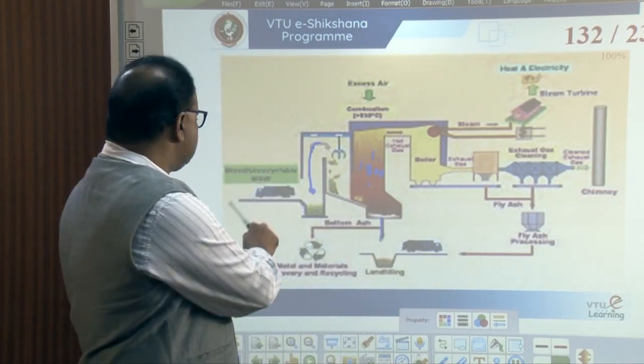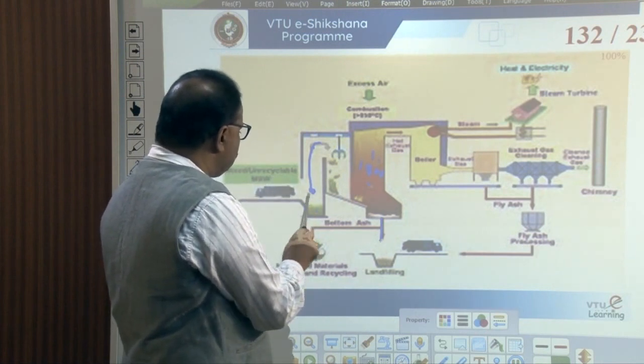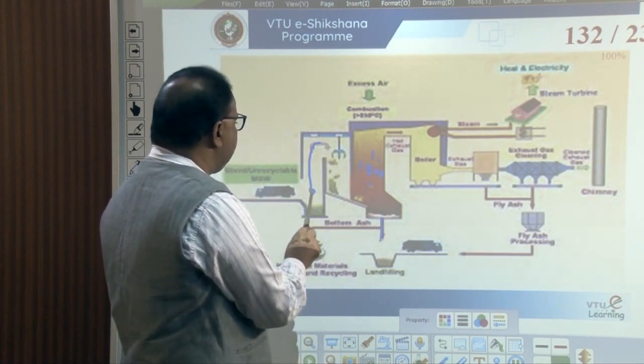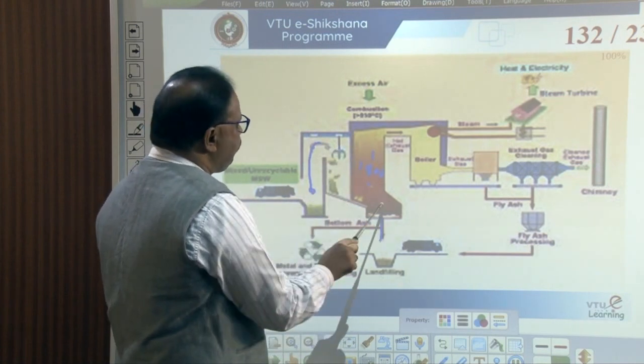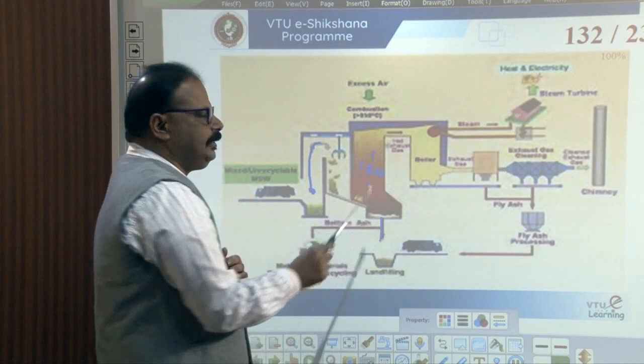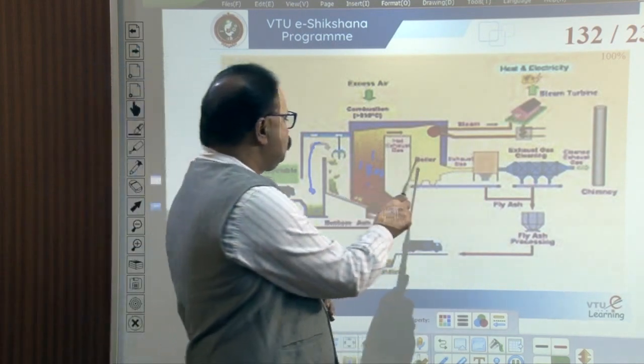You can see this is the vehicle carrying the biomedical waste. It will dump the waste here. It is taken to here, where the burning temperature is 1800 degrees Celsius, and it moves to the boiler.